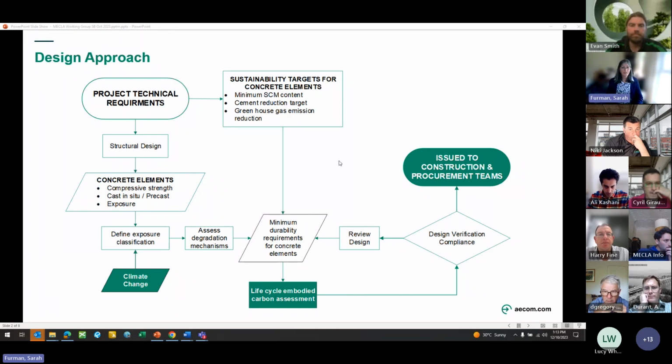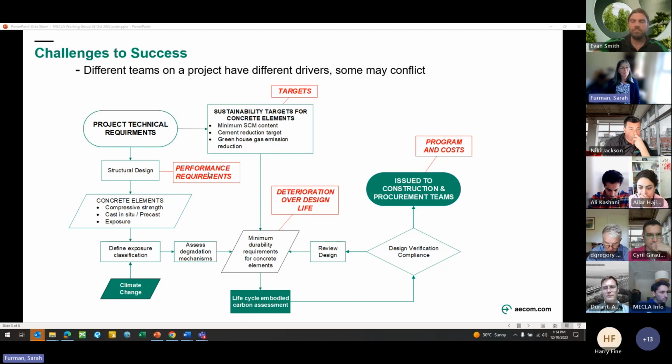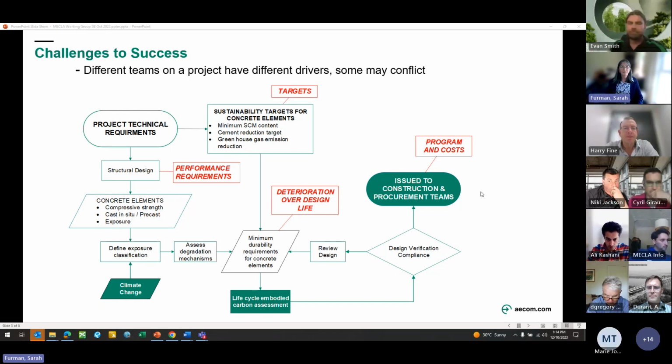Within this approach itself, there are a number of challenges to success in getting a sustainable project. We find a lot of the teams have different drivers, and sometimes these might conflict. So the sustainability team is purely focusing on their targets, sometimes not how we can get there. The structural team, as expected, you would want them to concern themselves mainly with the performance requirements of the structure, because if it doesn't meet the performance requirements, it really doesn't matter how sustainable it is. It's got to meet those targets first. In the durability team, we're most interested in ensuring it doesn't degrade to unacceptable levels during its design life. But the construction and procurement teams are often most focused on program and costs, and sometimes we get a bit of a conflict between these.